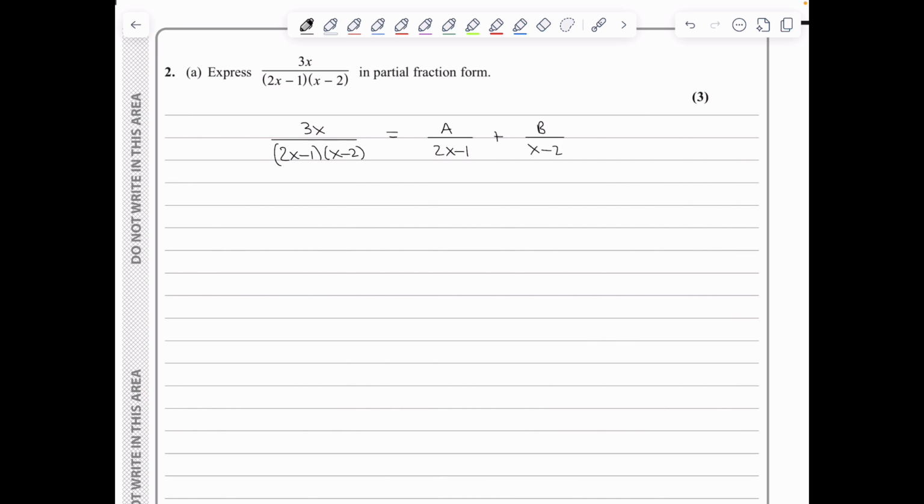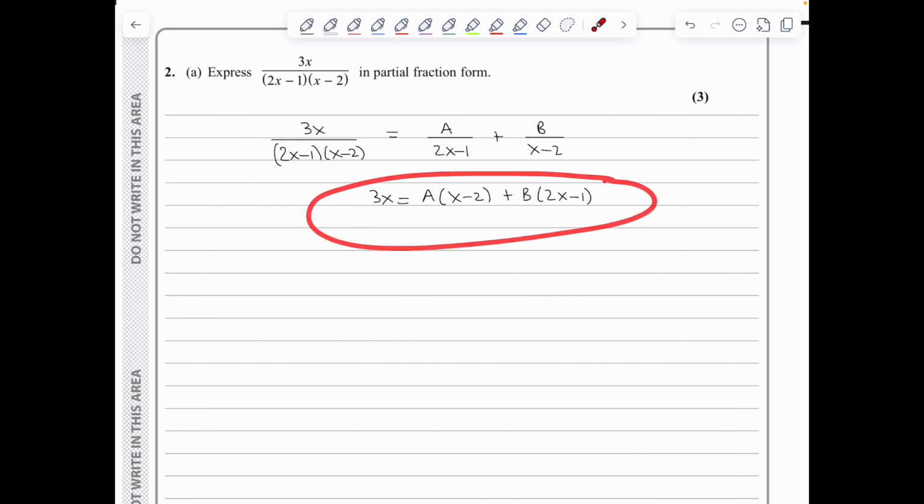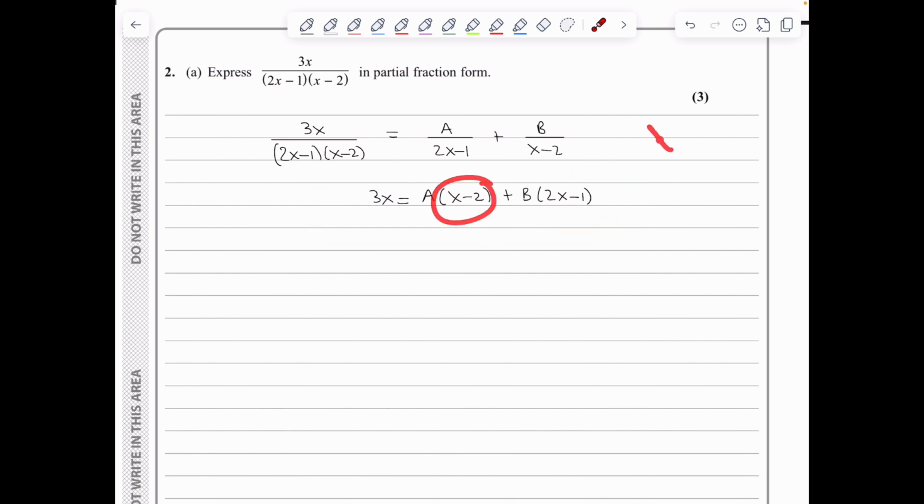Now I want to get rid of the denominators, and I'll be multiplying throughout by the LCM, which is (2x minus 1)(x minus 2), leading to 3x is equal to a brackets x minus 2 plus b brackets 2x minus 1. Now what we're dealing with here is an identity, which means that it holds true for every value of x. So we can see that if we set x to be 2, then these will vanish and we'll be able to recover the value of b.